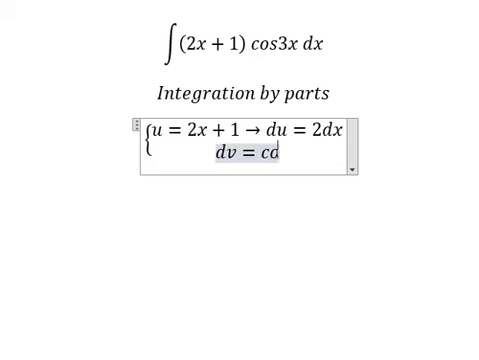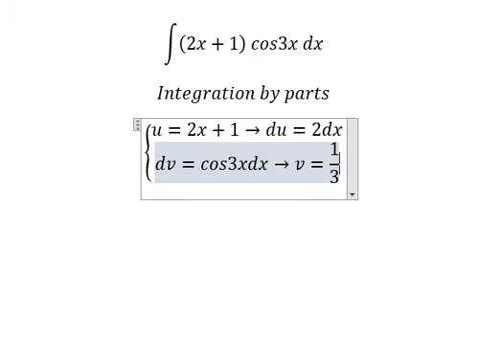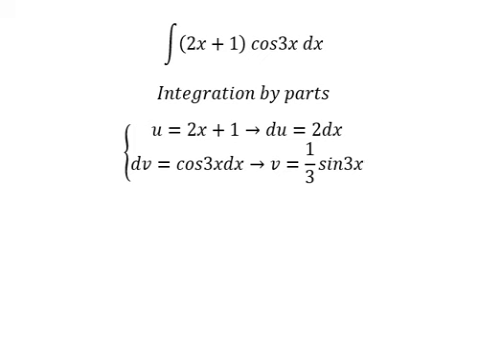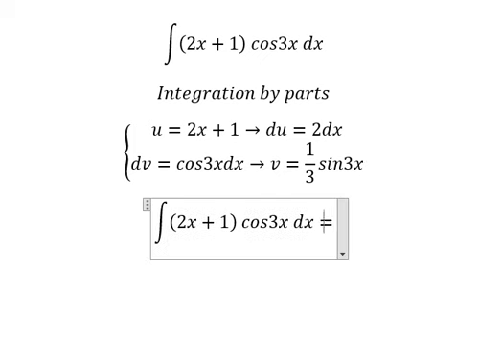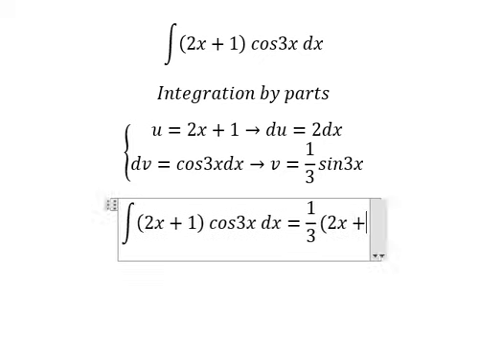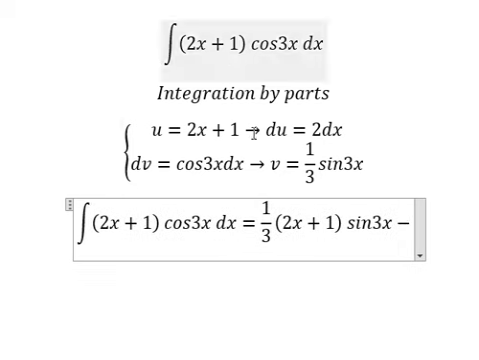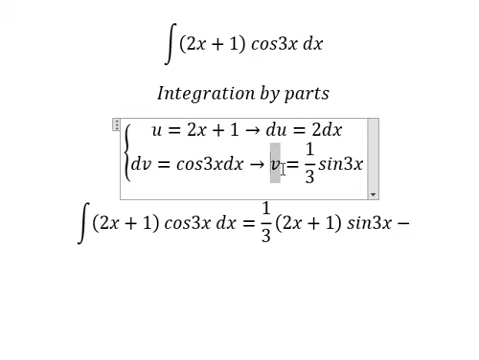dv is cosine 3x dx. The integration of this one gives v equals 1 over 3 sine 3x. So we have u multiplied by v, minus the integral of v du.